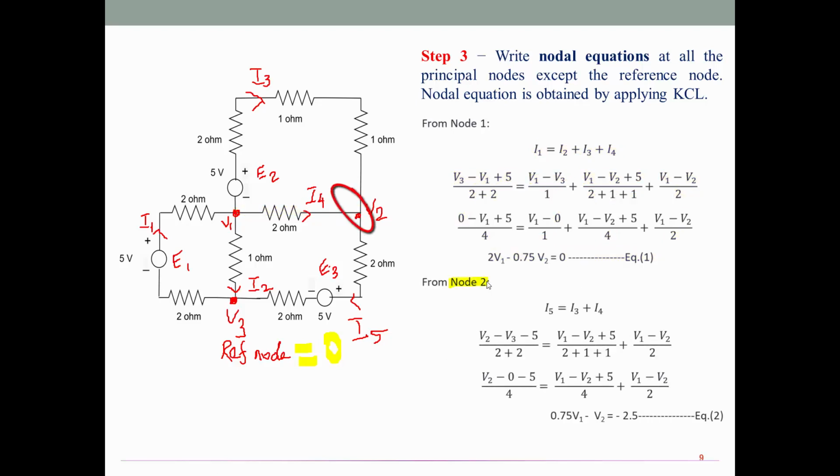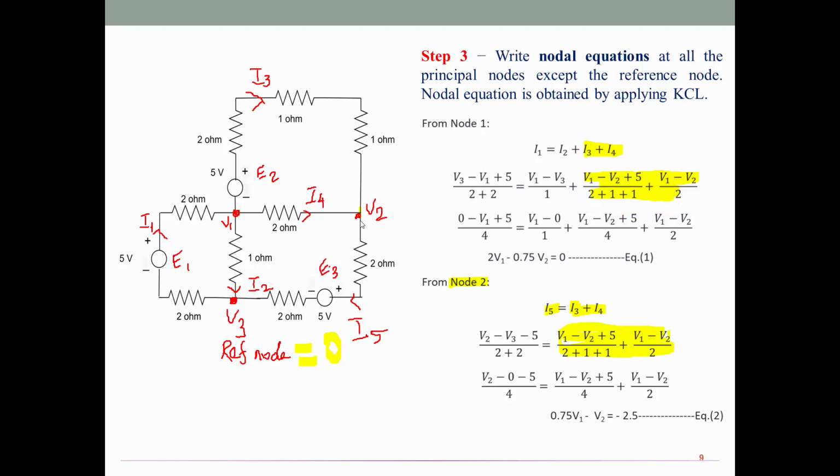Then from node 2, you may write down the equation. There are 3 branches and so 3 currents. Among these, I3, I4 are towards the node, I5 is away from the node. So writing the node voltage equation here is quite simple. Already we concluded the I3, I4 equations earlier. You simply copy those equations here. Then the only job is to write down the I5 equation.